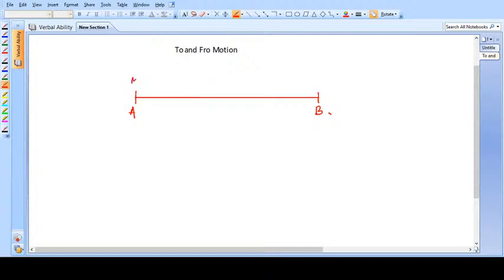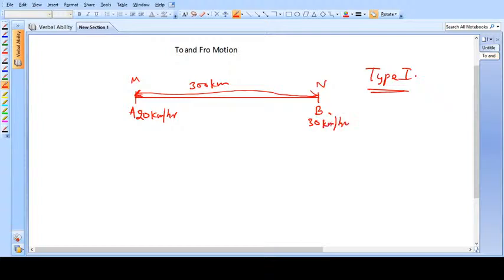will start from M and N terminals for a distance of 300 kilometer. This is the type first question, right? So they will have the speeds of 20 kilometer and 30 kilometer per hour. So at what distance from A will they meet?